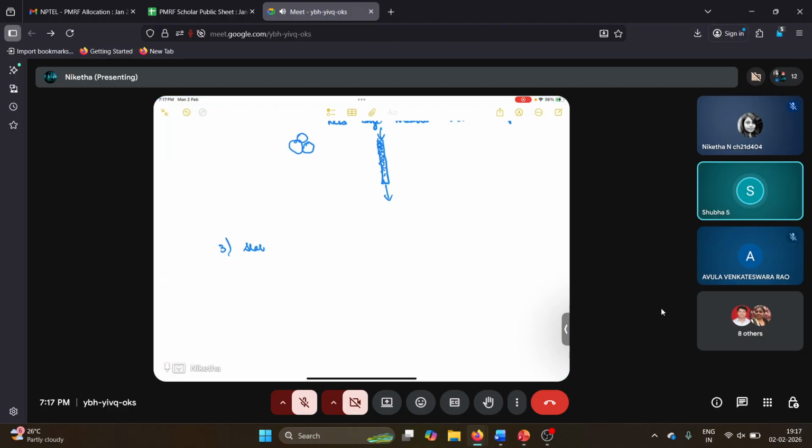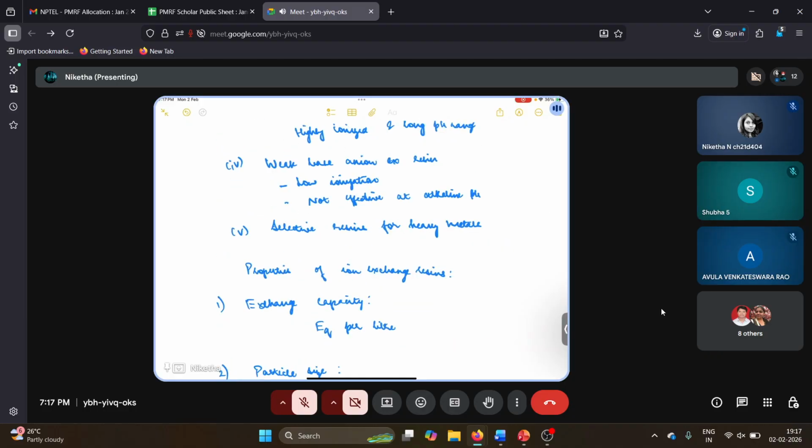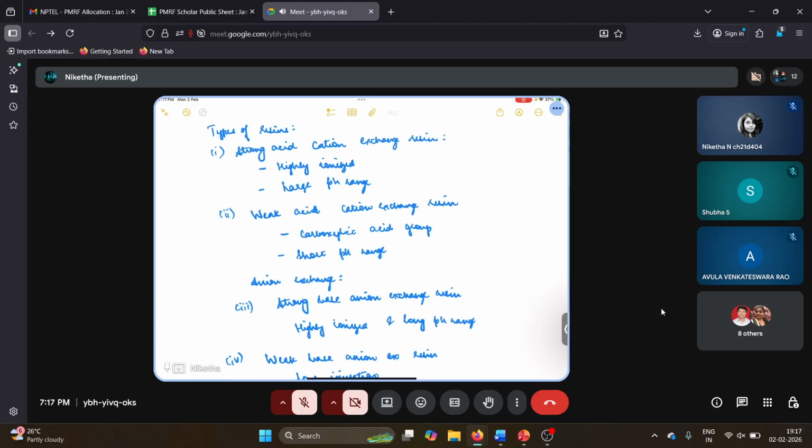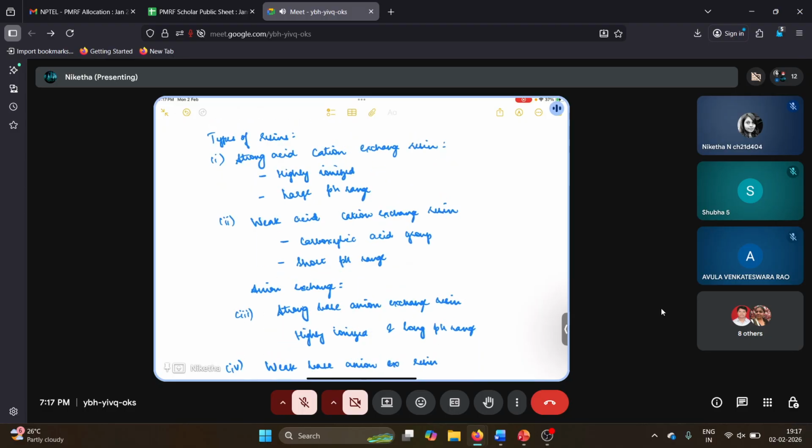Ma'am, if the particle size is coarse, then which type of resin is used? We just saw the different types of resins. So all of these can have big or small particle size. Particle size is independent of the type of resin.